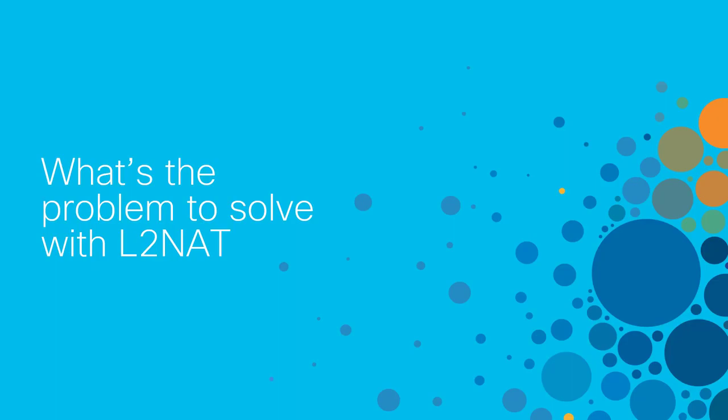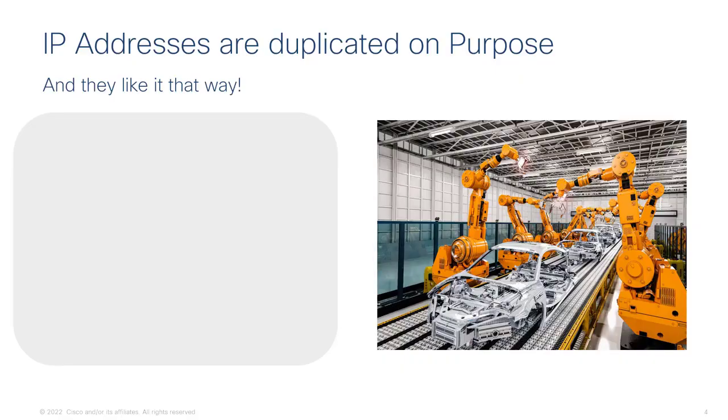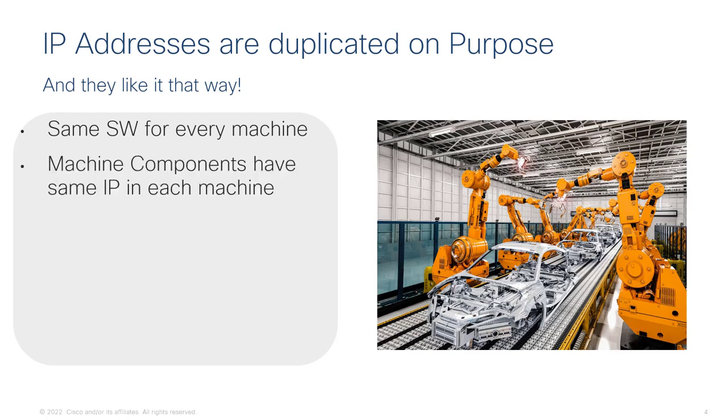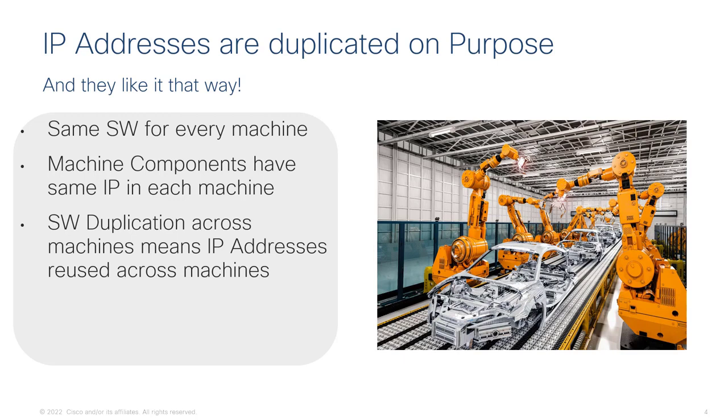What is the problem and why does Layer 2 NAT solve it? So sophisticated machines, like you see over there on the right, these robots, have internal components, and each internal component has the same IP addresses. If you have multiple of these machines, you've got the same IP address floating around in each one of those machines. And that could be a problem because you've got duplicate IP addresses if you're trying to get inside the machine and address those components individually.